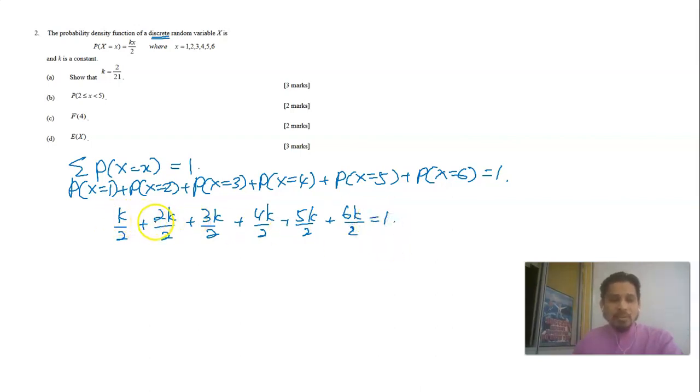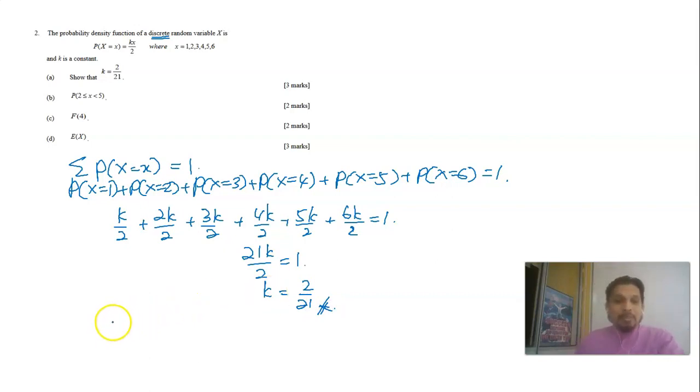So 1 plus 2 equals 3, plus 3 equals 6, plus 4 equals 10, 15, and 21k divided by 2 equals 1, k equals 2 over 21. There you go.